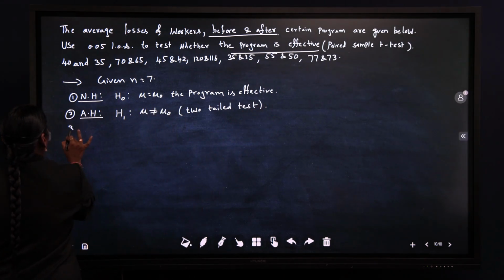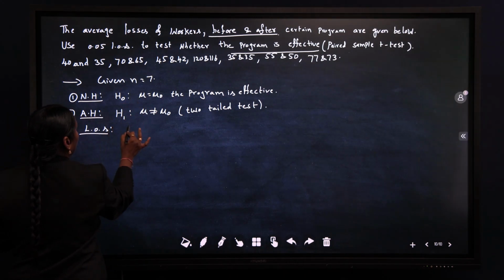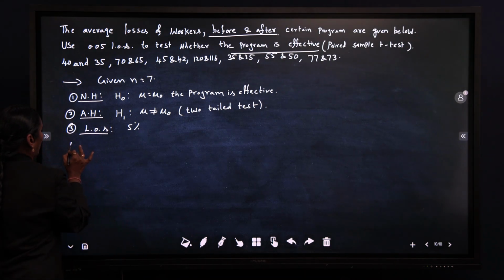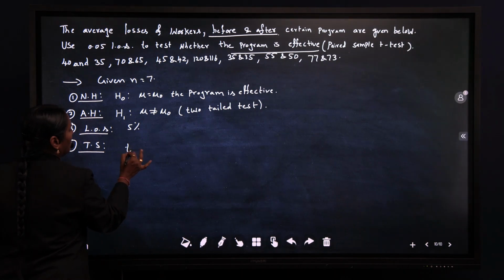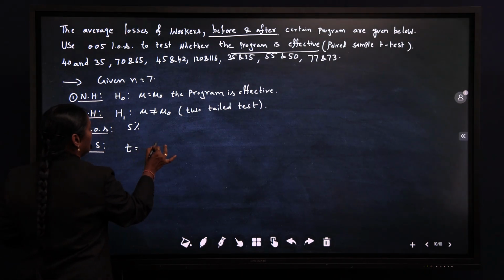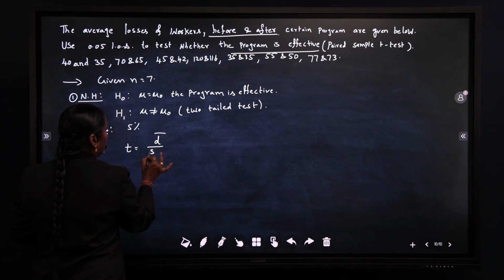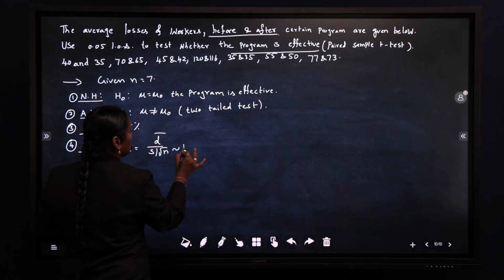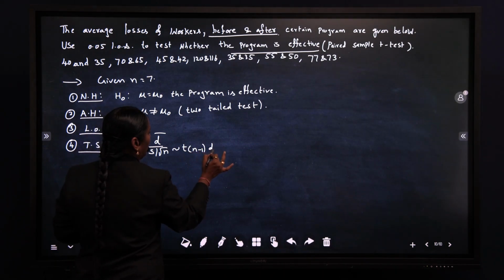Now the third step is the level of significance. It is clearly mentioned in the given problem as 5% level of significance. The fourth step is the test statistic. It is a paired t-test, and we find the value of t is equal to d bar by s by root n, and it follows t with n minus 1 degrees of freedom.